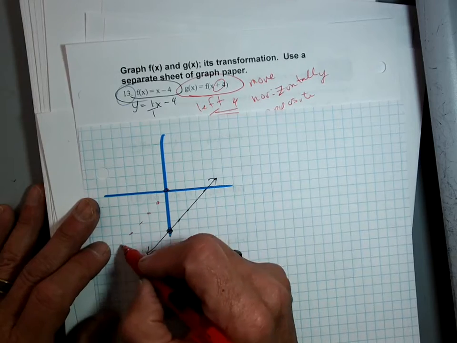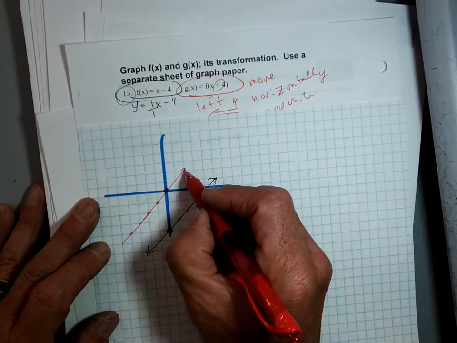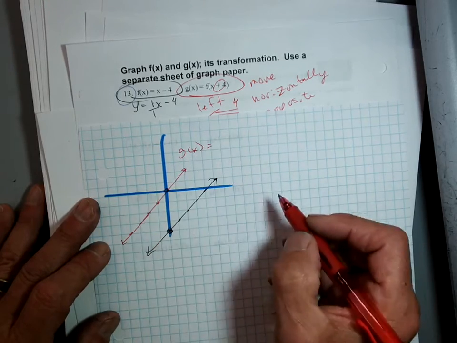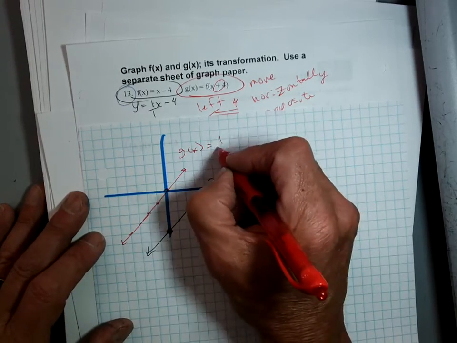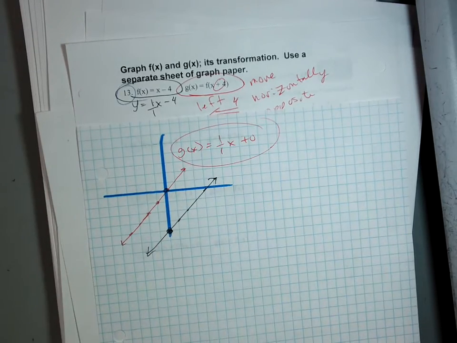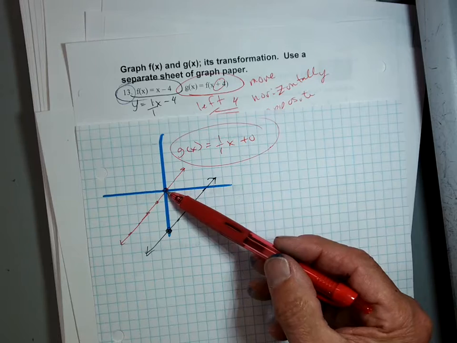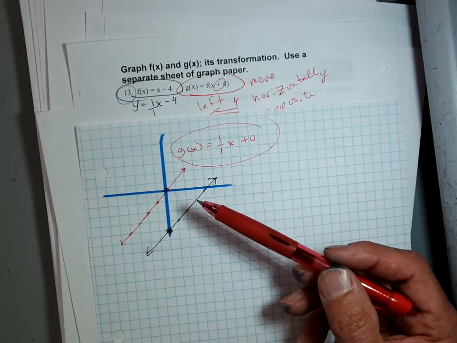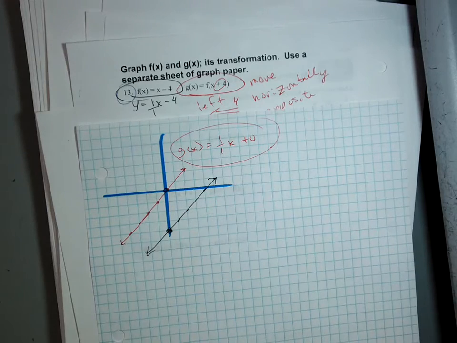And here's my new line g of x, which is equal to really a 1 over 1x plus 0. And I can get that just because I know it starts at 0 and goes up 1 over 1. Thumbs up? Awesome. Okay. Let's look at number 14.